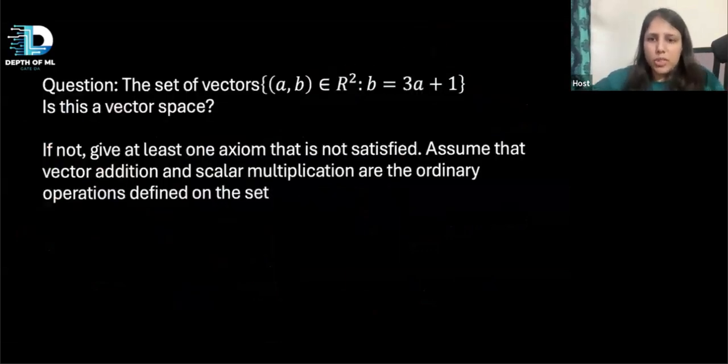Okay, let's solve this question. I am giving you a set of vectors where A and B are two numbers, so the vectors belong to R2. And I have defined the set of vectors to be like this: B is equal to 3A plus 1. Is this a vector space? Look at this formulation and tell me whether this is a vector space. And if it is not, then tell me the axiom which is not satisfied. At least one axiom that is not satisfied.